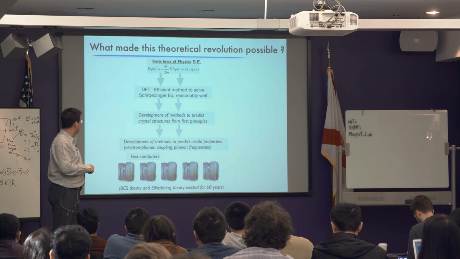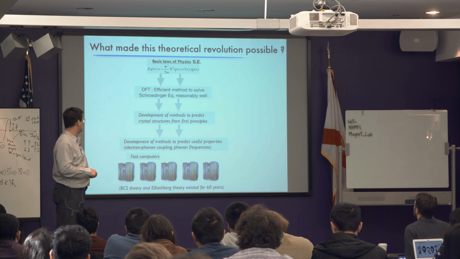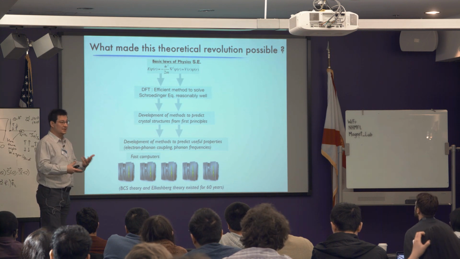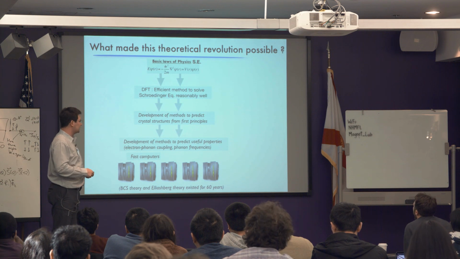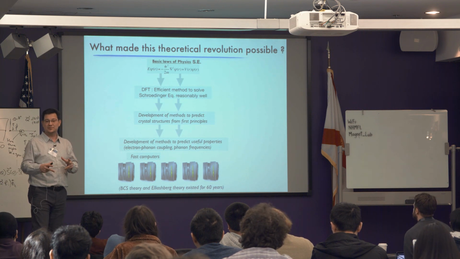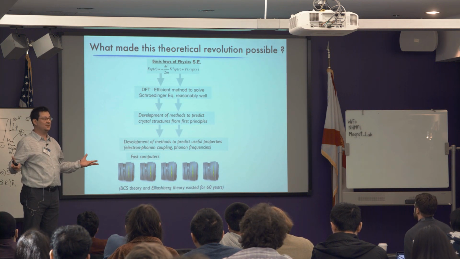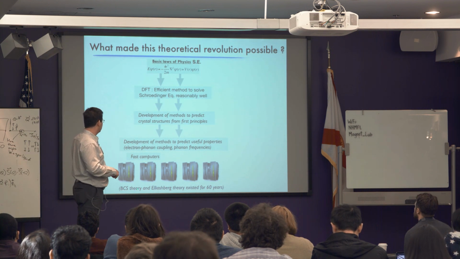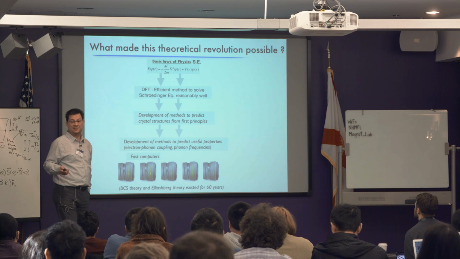So development of methods to predict crystal structures came maybe 20 years ago. Then development of methods to predict useful properties is still evolving. And finally, fast computers. You put all this together, and all of a sudden you have a little revolution in solid state. Okay, so for example, BCS theory and Nash-Bloch theory are known for 60 years.